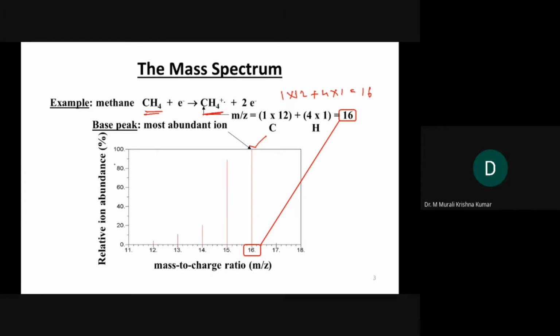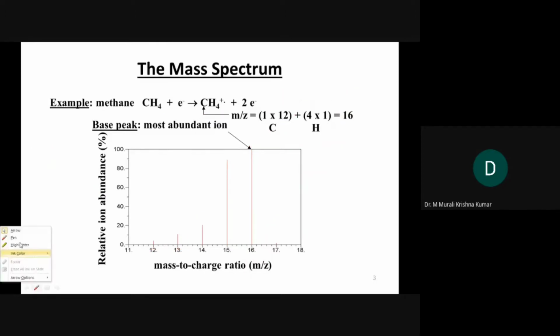Relative ion abundance deals with, let's say if you take 100 molecules, within those 100, how many were 16, how many were 15, how many were 14, it is like that. Okay, so very, very small peaks can also be there, which will tell you a lot. Now we are presuming that carbon has a mass of 12. We are assuming that carbon has the weight 12.